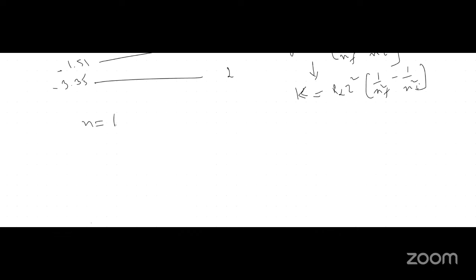The lowest energy is present for the state n equals 1. It is called the ground state of the atom, the lowest energy which we have.